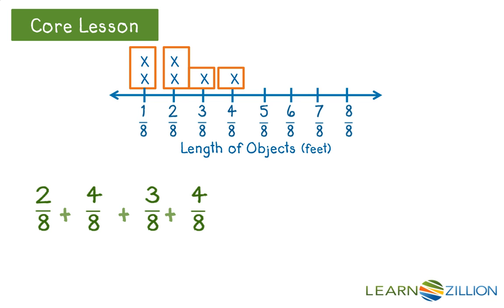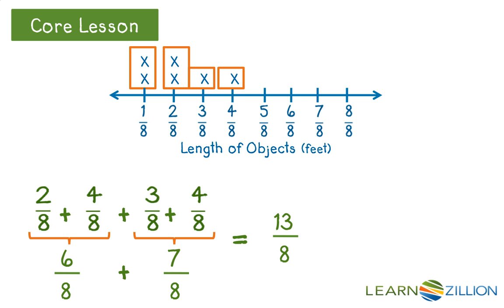When adding multiple numbers in a problem, it can be helpful to add 2 numbers together at a time and then add those totals. When we add 2/8 plus 4/8, we get 6/8. And when we add 3/8 plus 4/8, we get 7/8. 6/8 plus 7/8 equals 13/8. 13/8 would cover 1 5/8 feet of Jeremy's desk.